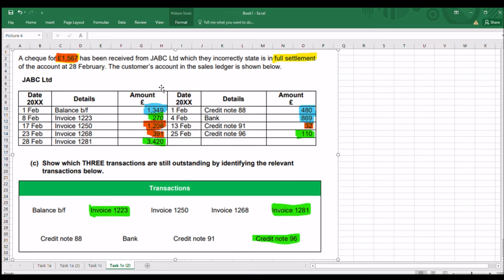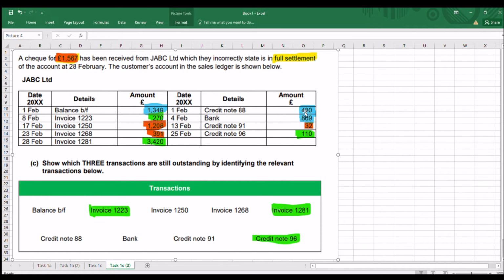Now, the way to approach these questions is to always look down the right-hand side first, the credit side in the sales ledger account. Let's look at what has gone on. Here you can see we've got a bank amount that's come in, and I deducted that from the balance brought forward straight away. That left me with £480 left over, which is that credit note there. So I could clear those 3 out immediately.